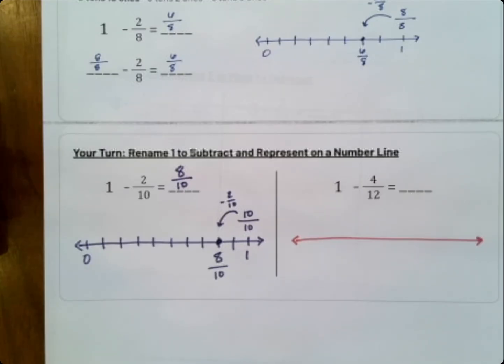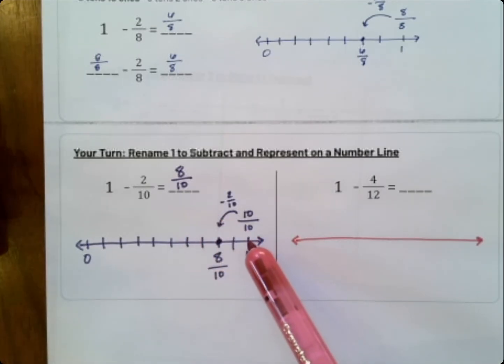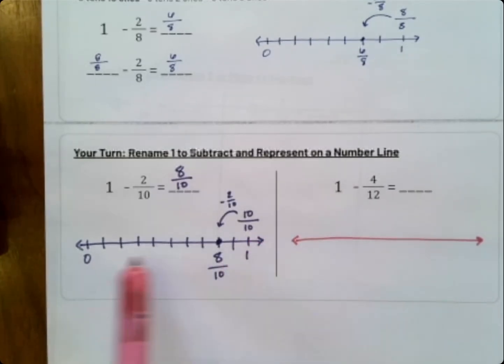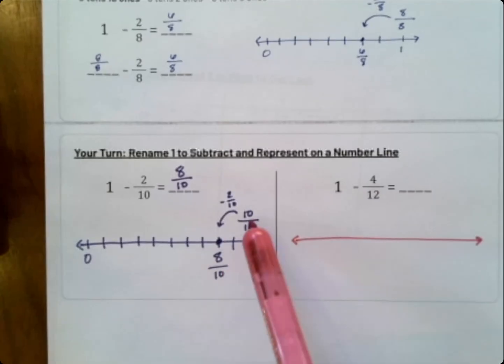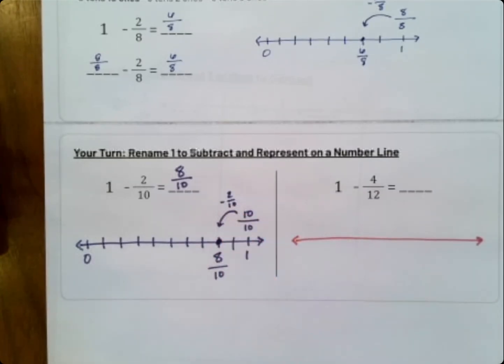Okay, so let's check this out. Hopefully you realized or remembered that 1 is equivalent to 10/10. So you partitioned your number line into tenths. You moved back 2 units or 2/10, and you got the result of 8/10.